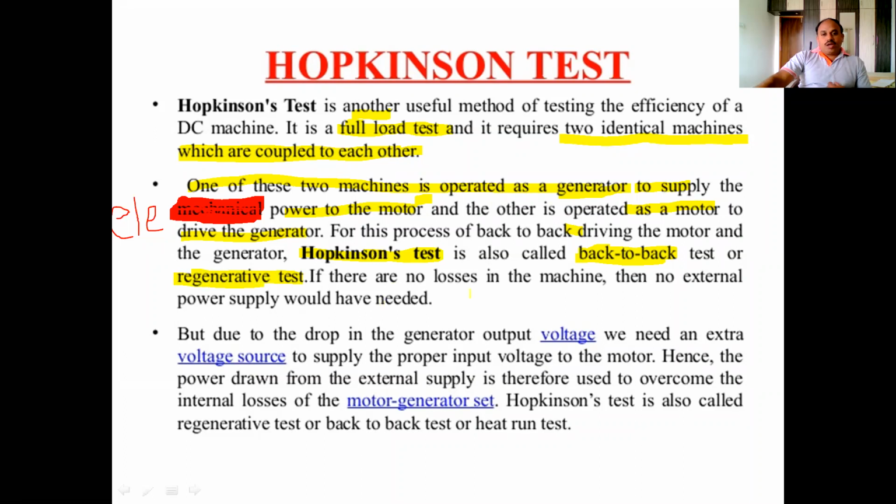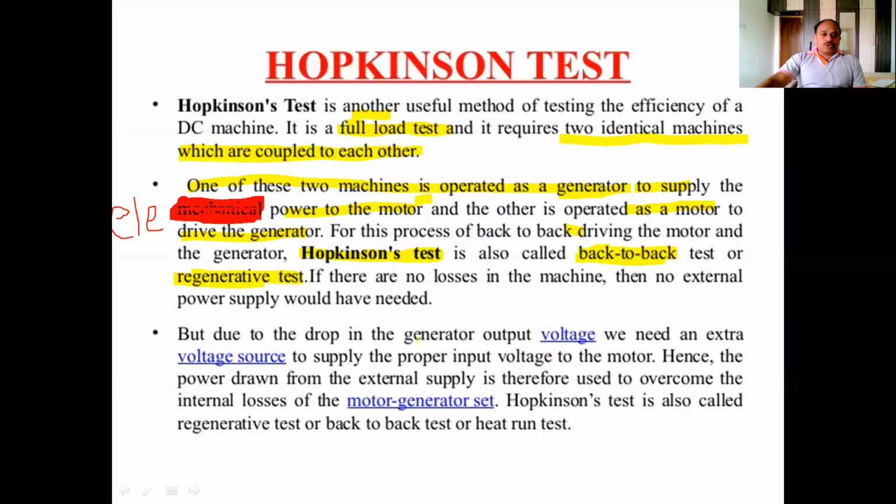Suppose there are no losses in the machines. Then no external power supply would be needed. The generator gives electrical power to the motor, and the motor gives mechanical power to the generator. If there are no losses, no supply is required from any external source.